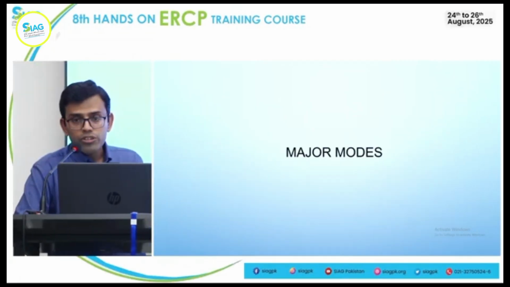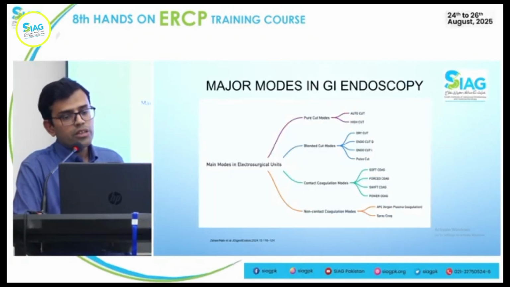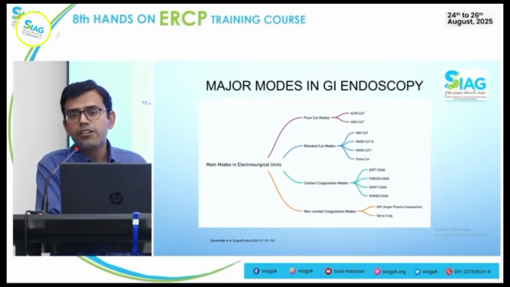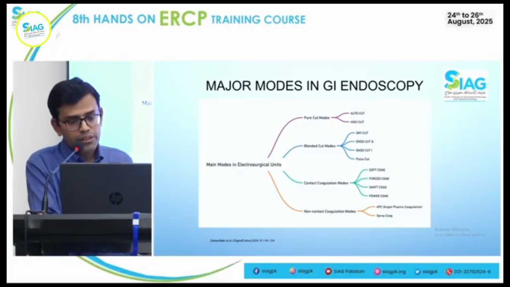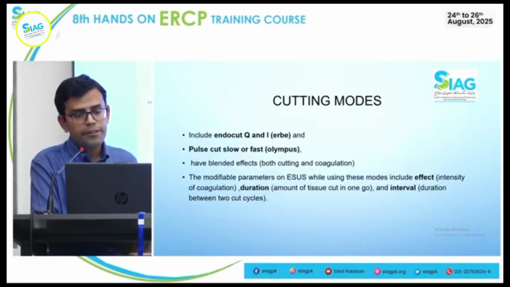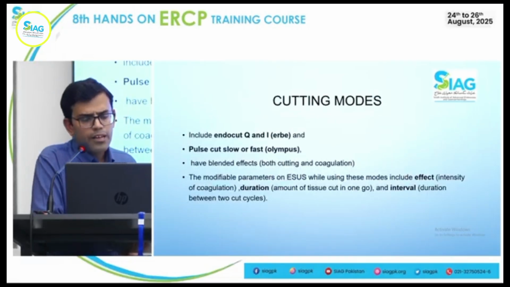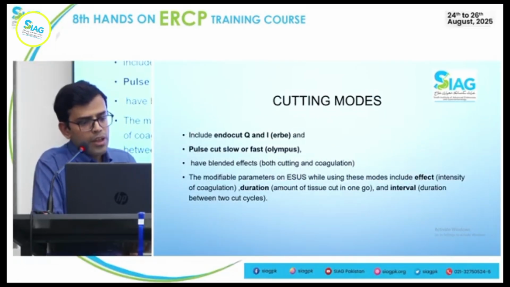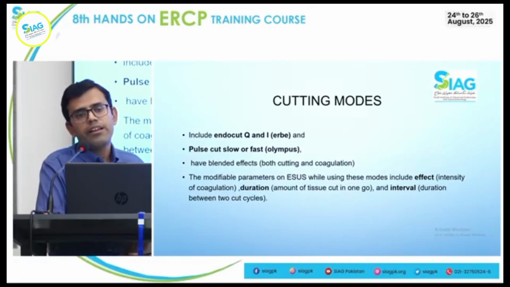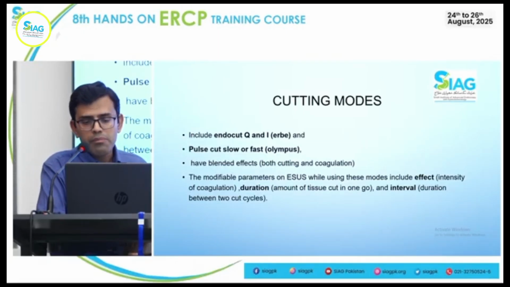Coming to some major modes, obviously the modes are either pure cut modes like auto cut or high cut, blended cut modes, which we now see quite often, the endocut Q and I, pulse cut if it's Olympus, the coagulation modes, and some non-contact coagulation modes, which include APC and spray coag. So coming to cutting modes, we commonly use endocut Q and I or pulse cut slow or fast. Now they have a blended effect. That means cutting and coagulation both will be there.